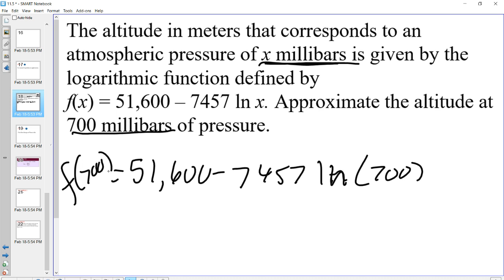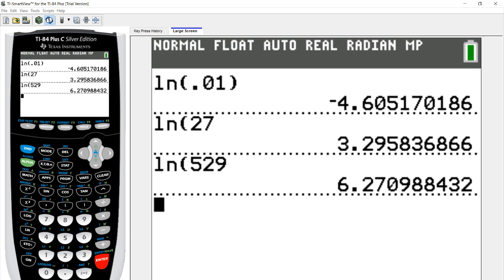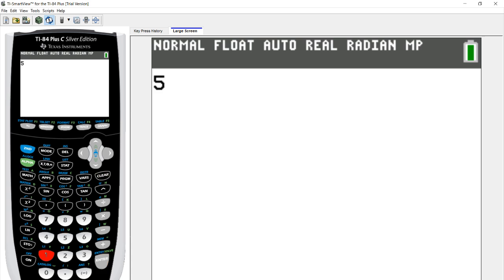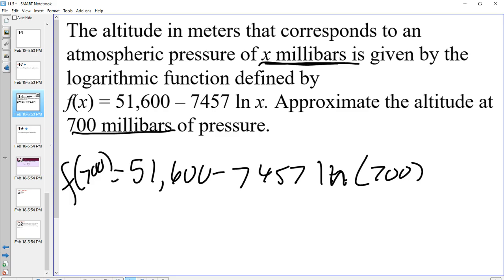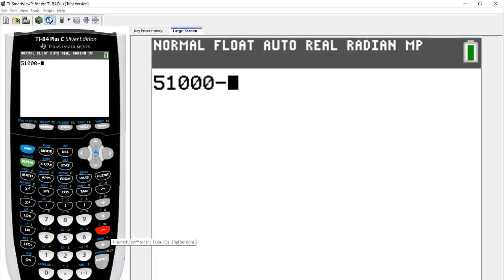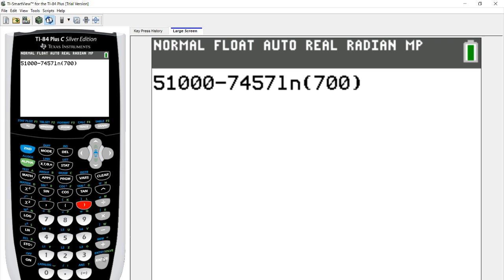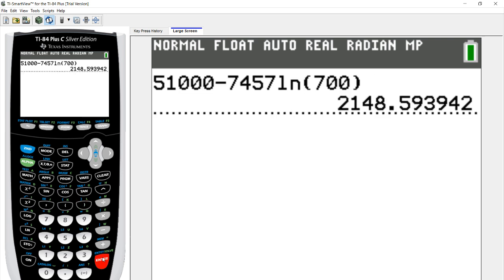So I can throw that right into my calculator just the way it is. I've got 51,600, and then we're taking away 7,457 ln of 700. So 7,457 ln of 700 in parentheses, and there's our answer right there.